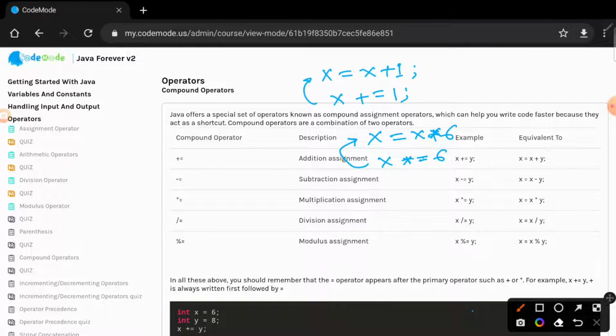The only thing you have to remember is that the equal to sign always comes to the right side. If you notice, everywhere the equal to sign is on the right side. That way you cannot go wrong. And there is no space between these two. It's plus and equal to immediately followed by that.